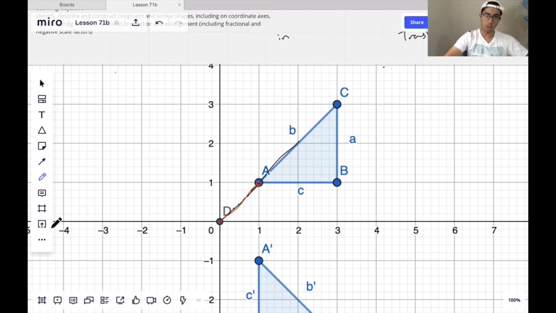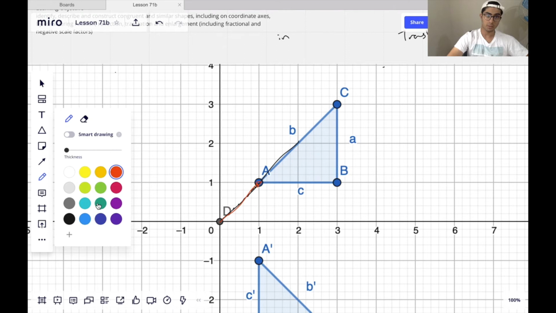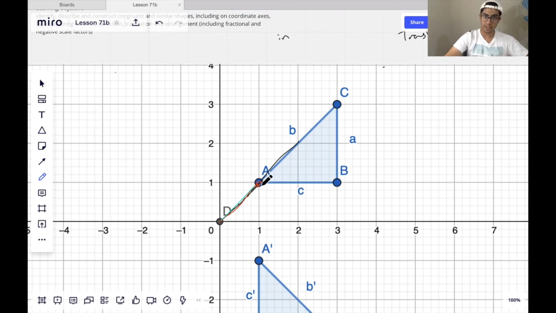You now create a new line, which is twice the length, but in the same direction, of course. So that will end up here. So A dash is over here.